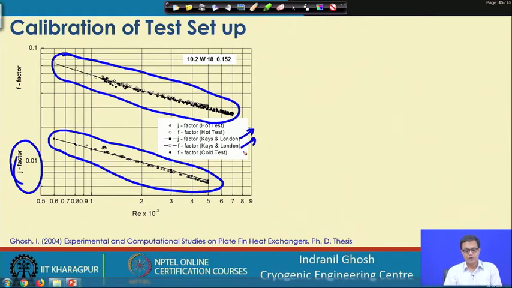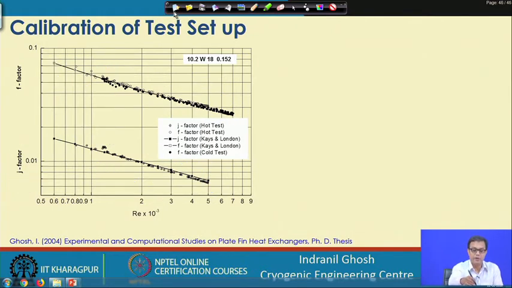So, this calibration will be able to eliminate what is called the systematic error. Any experiment we perform contains two types of errors, as you may know. One of them is the systematic error, another one is the random error.